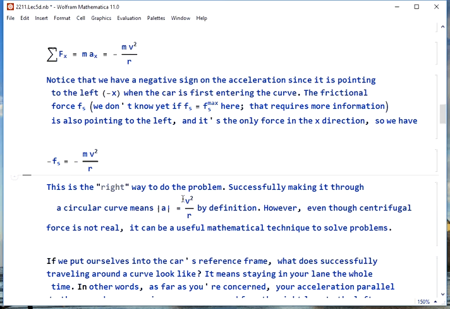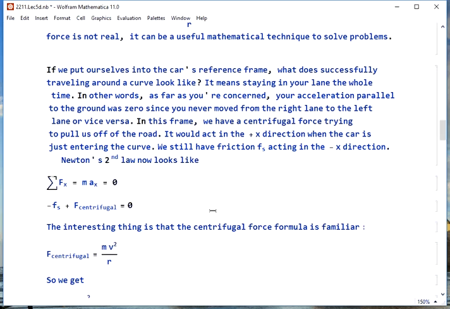However, even though centrifugal force is not a real force, it can still be a useful mathematical technique. If we put ourselves in the car's reference frame, what does it look like if we successfully make it through the curve? If you stayed in your lane the entire time, that's kind of the definition of successfully making it through the curve. As far as you're concerned, your acceleration parallel to the ground was zero since you never moved from the right lane to the left lane or vice versa. So in this frame, we'd have a centrifugal force trying to pull us off the road, and it would be fighting friction, which is still acting in the negative x direction.